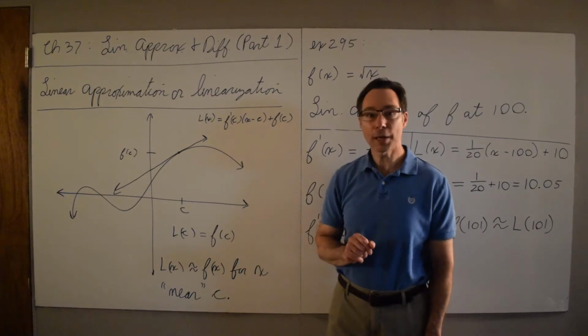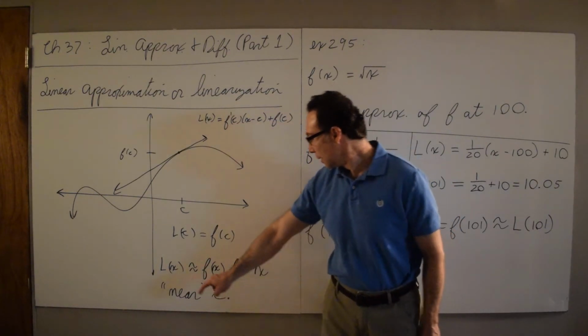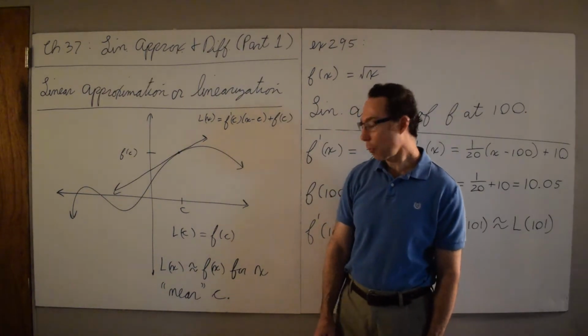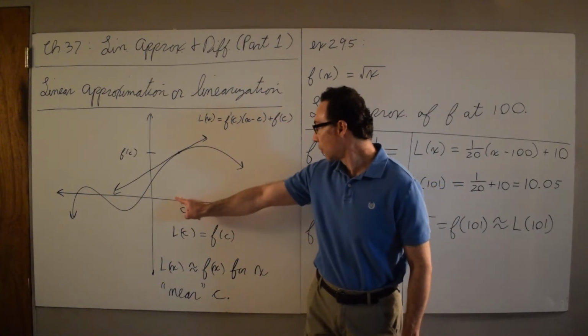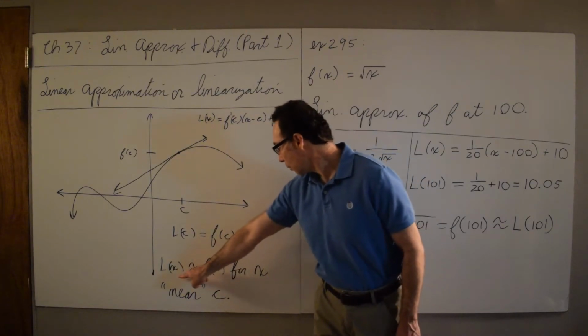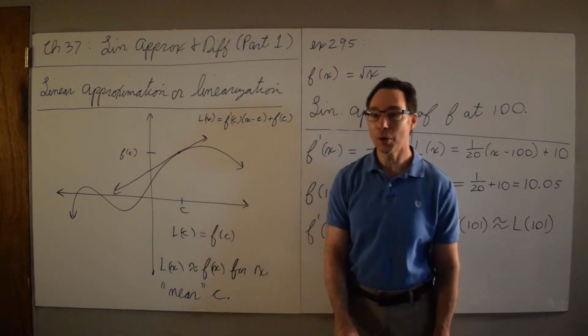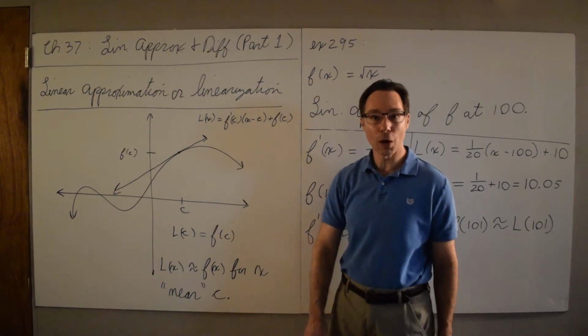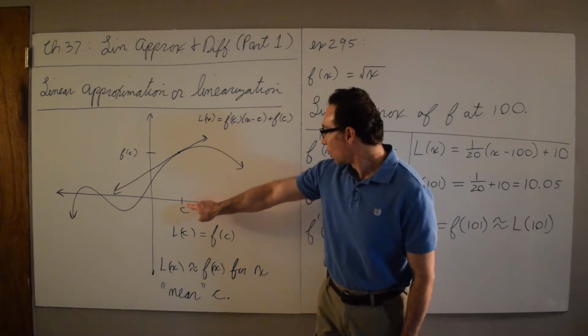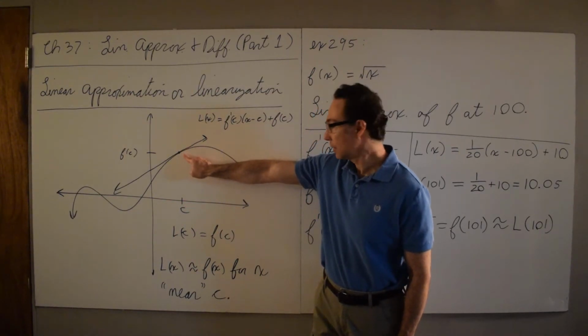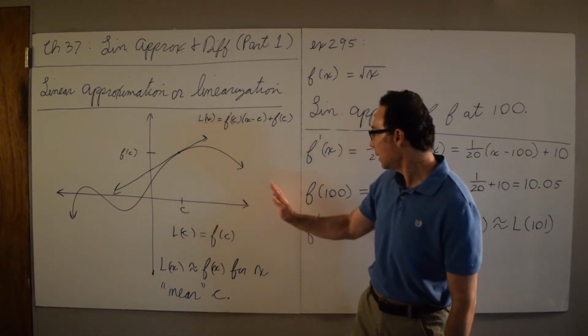But what if x is not equal to c? L of x is approximately f of x. How good of an approximation it is depends on how close x is to c. So L of x is approximately f of x for x near c. What do we mean by near? Near is a relative term, but the closer x is to c, the closer f of x is to L of x. As we get farther away from c, what happens?